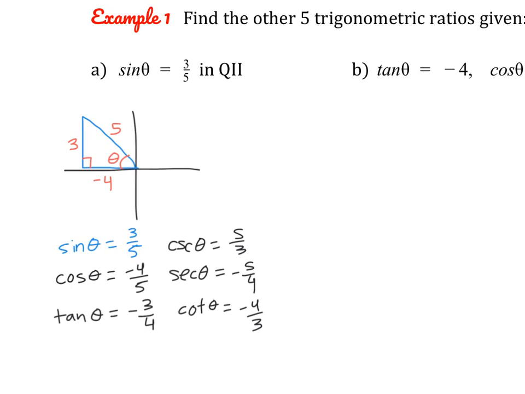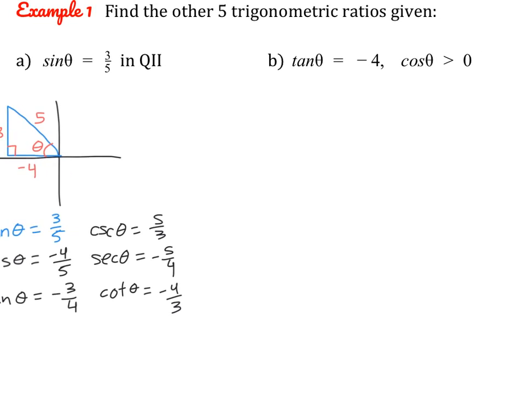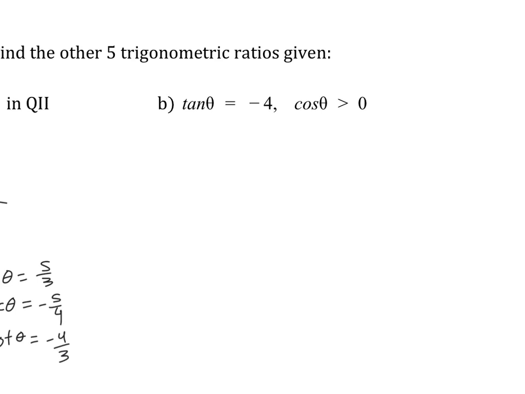So again, either you can just find these angles and then make everything except for sine and cosecant negative, or you can actually draw a little triangle and then notice, hey, if we're in quadrant 2, this leg is going to be negative because we're moving to the left. All right, let's try this next one.